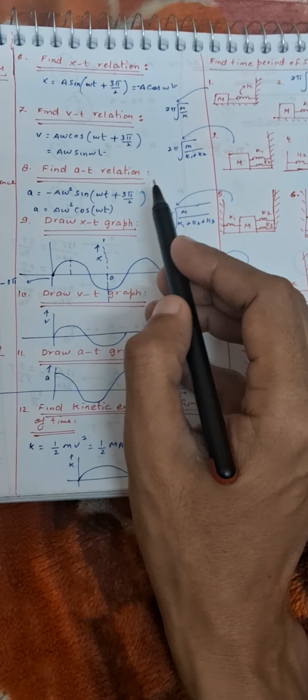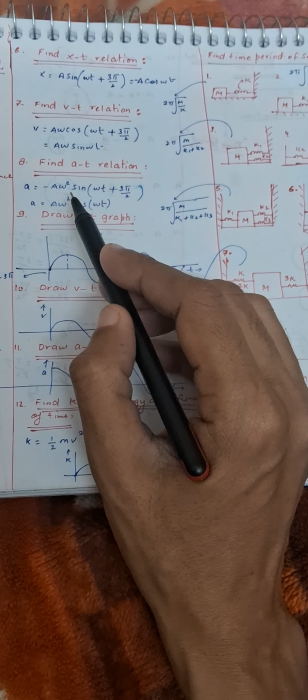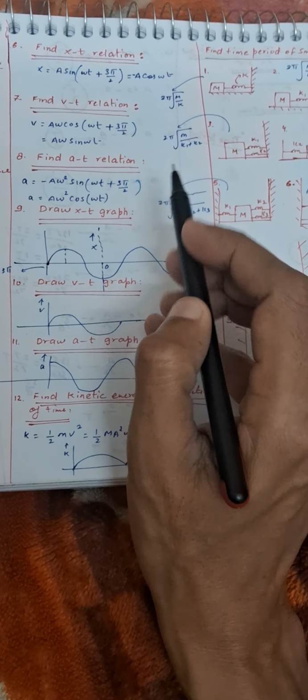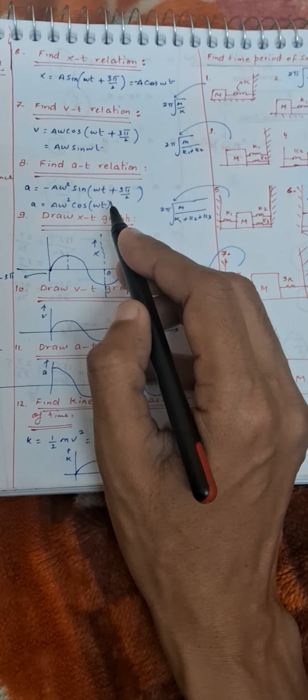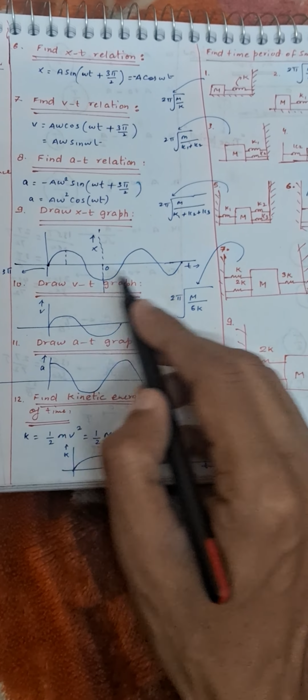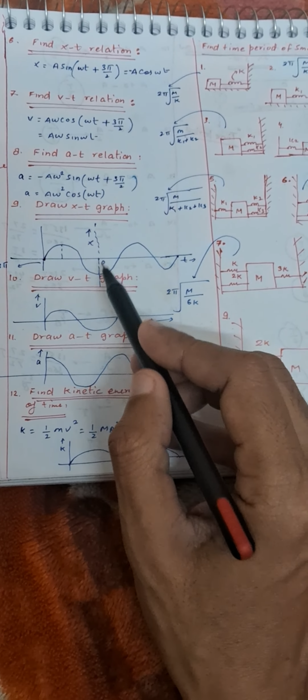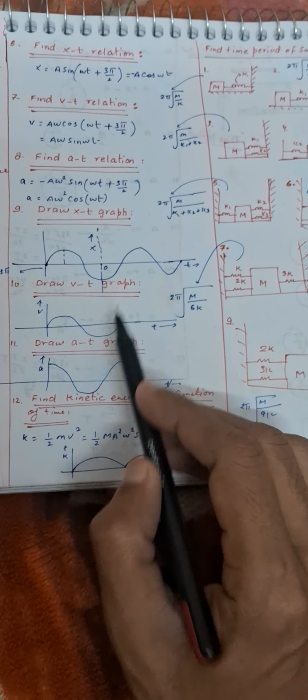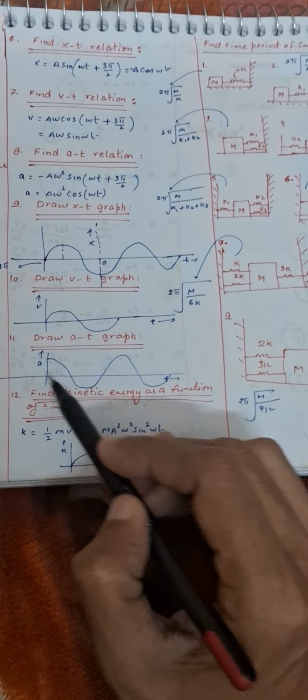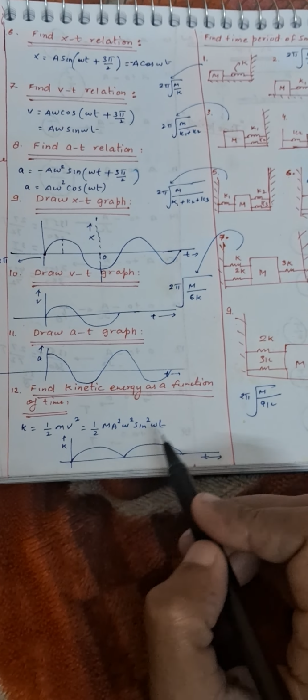Next is find the a-t relation. So a is equal to minus A omega square sin(omega t plus 3 pi by 2), which is A omega square cos omega t. Next is draw the x-t graph. So the x-t graph will be like this. Then draw the v-t graph, it will be like this. The a-t graph will be like this. Kinetic energy is a sin square graph, it will be like this.